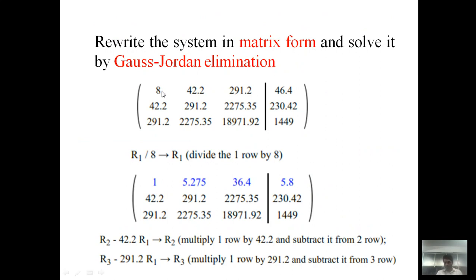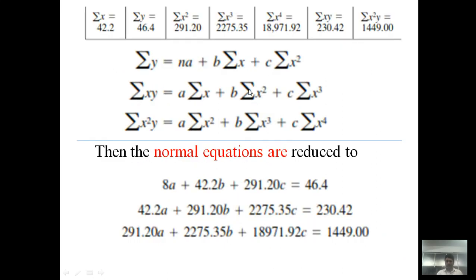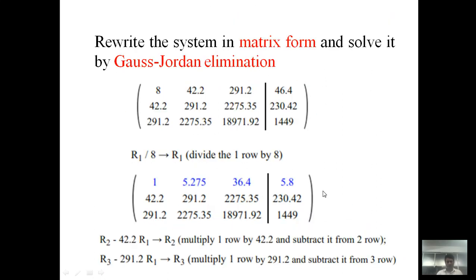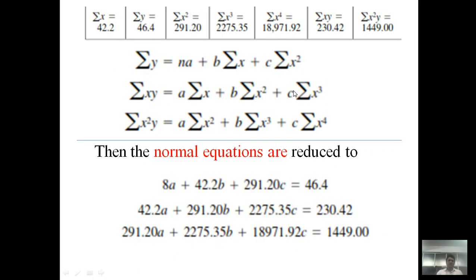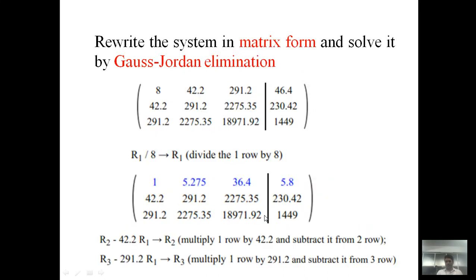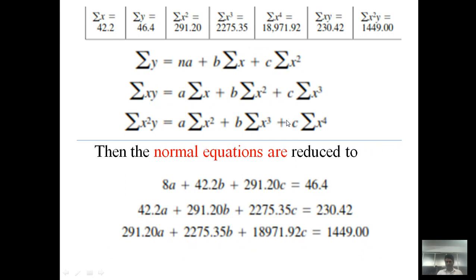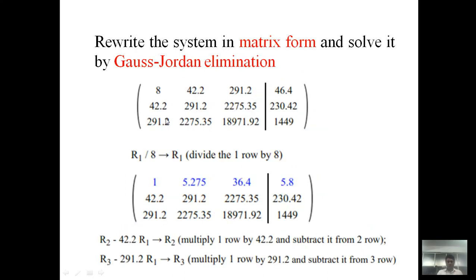So we write down the coefficients of A, B, C of the first equation, and the right hand side is 46.4. Similarly, the second equation: 42.2, 291 point something, 2275 point something, and the right hand side is 230. Similarly, write down the coefficients of the third equation. So we get the matrix form.